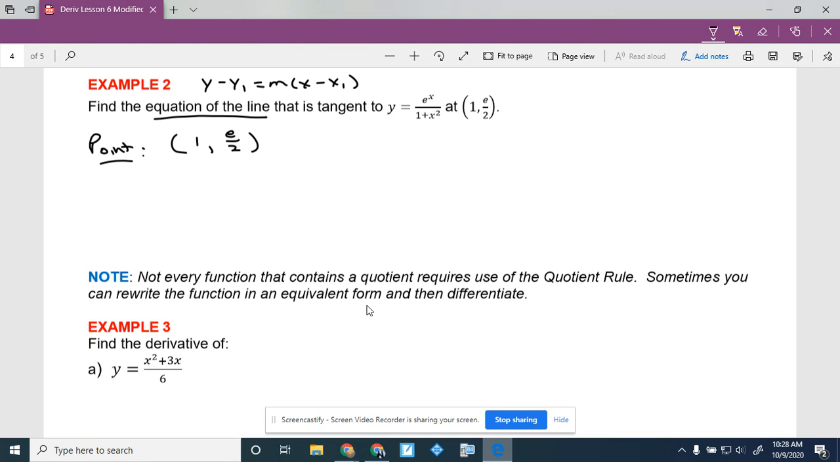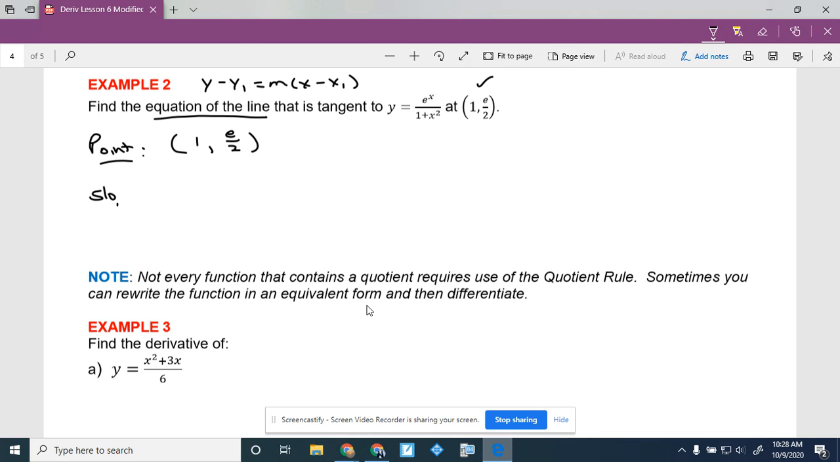A lot of the ones we've been doing so far, it'll be like at x equals 1. So then you'd have to plug 1 into here, e to the 1 over 1 plus 1 squared. That's e to the 1 over 2. That's e over 2, right? You'd have to do that. But this time, we just gave it to you, right? Make your life a little easier.